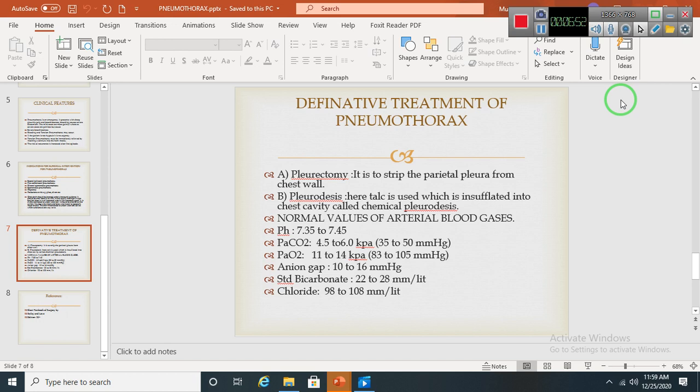Normal values of arterial blood gases include pH 7.35 to 7.45, PaCO2 4.5 to 6 kPa, 35 to 50 millimeters mercury, PO2 11 to 14 kPa or 83 to 105 millimeters mercury. Anion gap is 10 to 16. Standard bicarbonate is 22 to 28 millimoles per liter and chloride is 98 to 108 millimoles per liter.